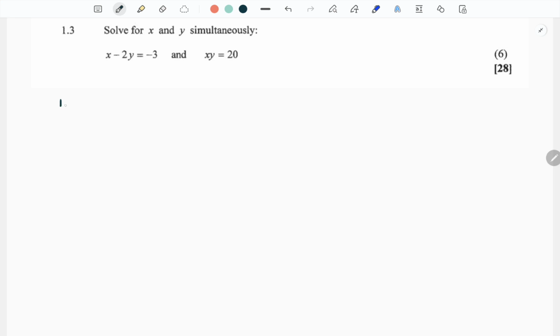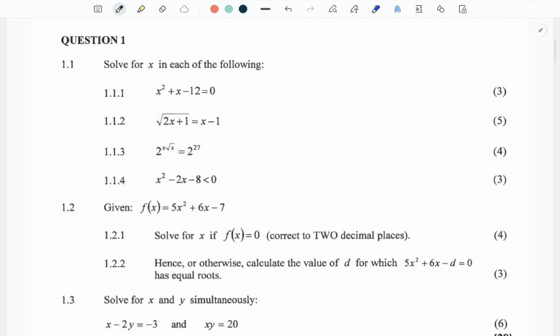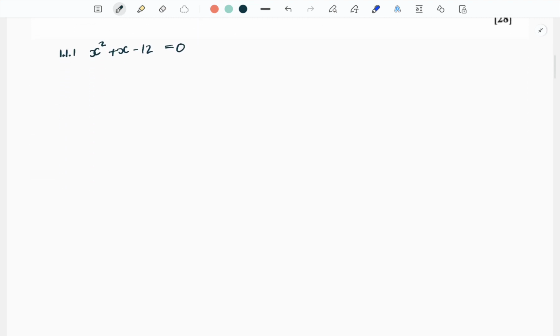All right, so 1.1.1: x squared plus x minus 12 is equal to 0. They say solve for x. Now you can either factorize or you can use the quadratic formula to solve for x here. They do not limit you to any one specific method. So we try to factorize first, and if that doesn't work out, then we can always use the quadratic formula.